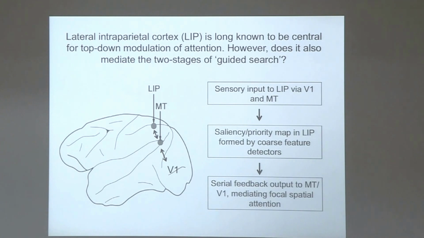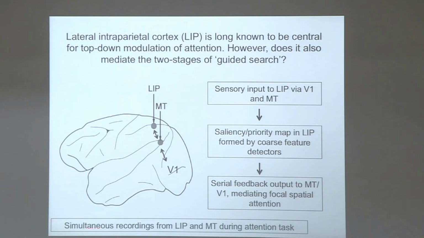Okay. Now, the thing is, a sensory input has to come into LIP via V1 and MT, that's one thing, and it just creates a saliency priority map in LIP. There must be coarse feature detectors which are doing that. And there must be a serial feedback going back to MT, okay? Is it happening there? So we managed to do simultaneous recording from LIP and MT during an attention task.